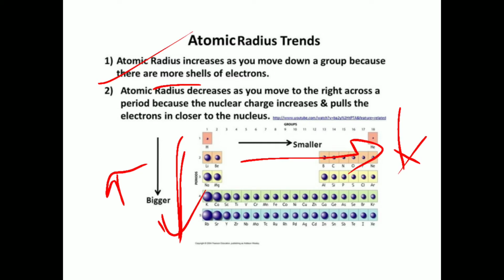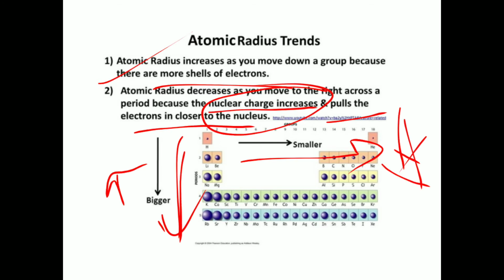And the second one is, as we move from left to right, the atomic radius decreases, because as we go from left to right, the nuclear charge increases. That pulls the electrons closer to the nucleus, leading to a decrease in the atomic radius or atomic size. That is why the atomic radius will be decreasing.